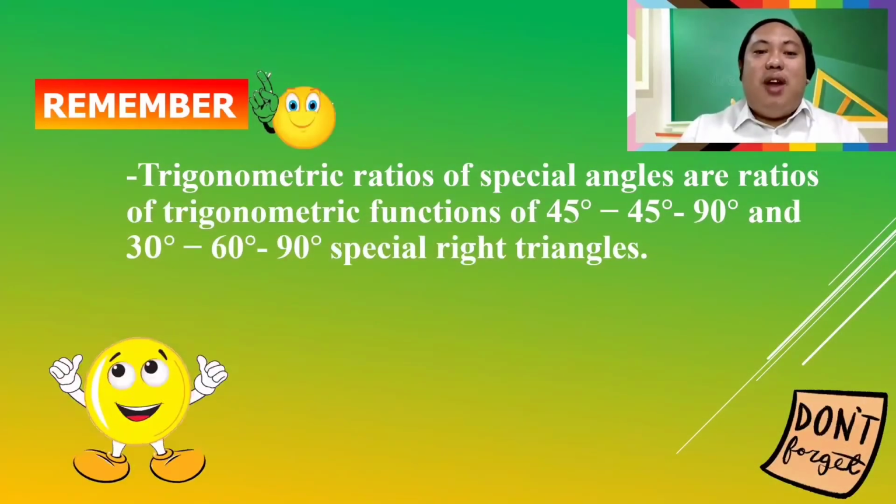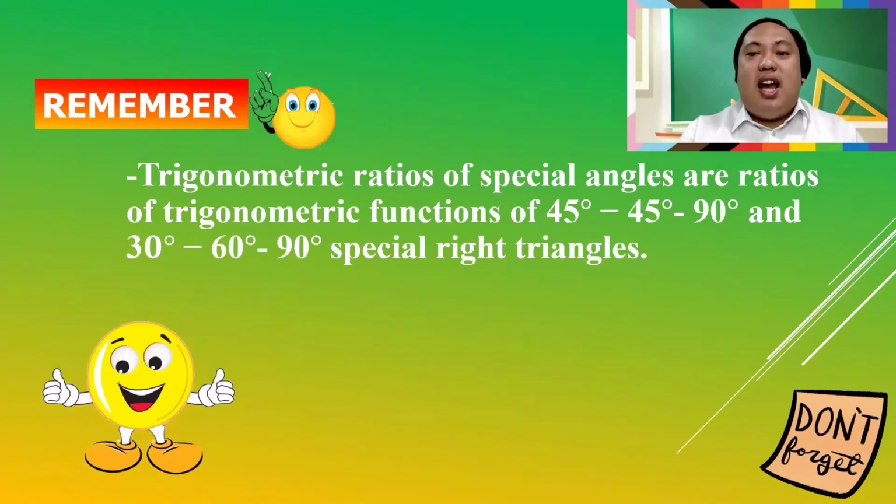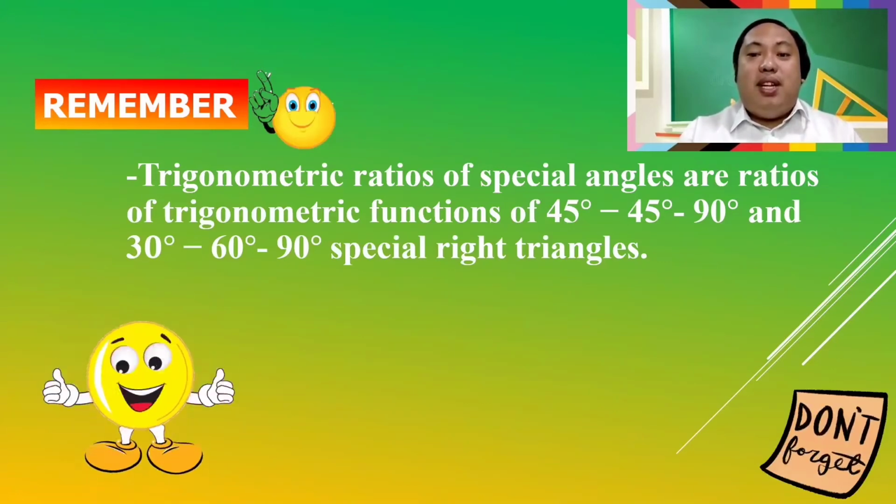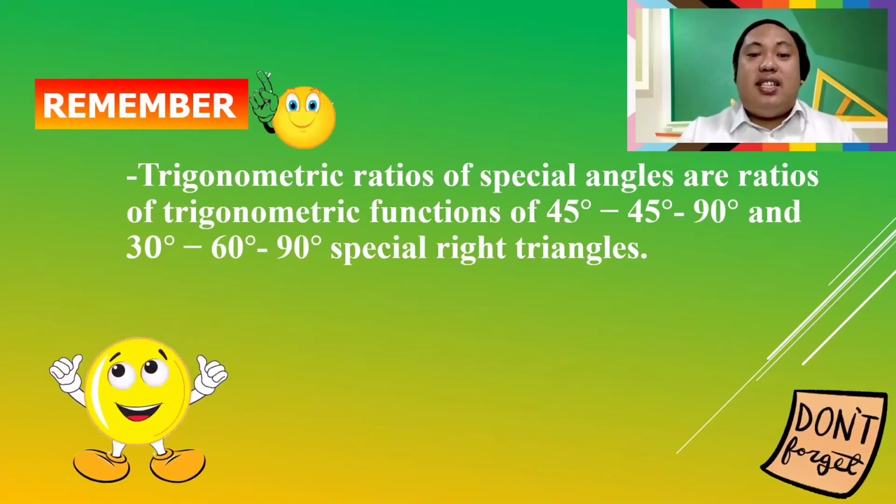Remember class, trigonometric ratios of special angles are ratios of trigonometric functions of 45 degrees, 45 degrees, 90 degrees, and 30 degrees, 60 degrees, 90 degrees, special right triangles.